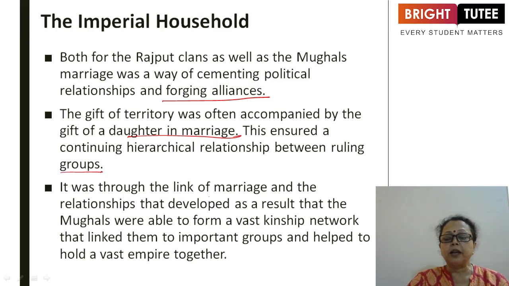It was through the link of marriage and the relationship that developed as a result that the Mughals were able to form a vast kinship network that linked them to important groups and helped to hold a vast empire together. These matrimonial alliances are a link of marriage and relationship. And what was the result of these marriage alliances? The Mughals were able to form a vast kinship network that linked them to important groups and helped them to hold the vast empire together.